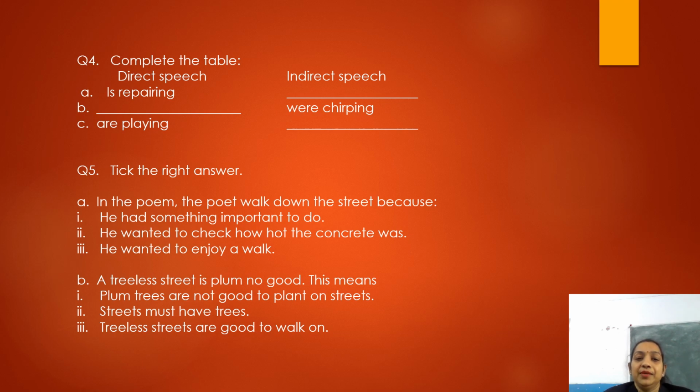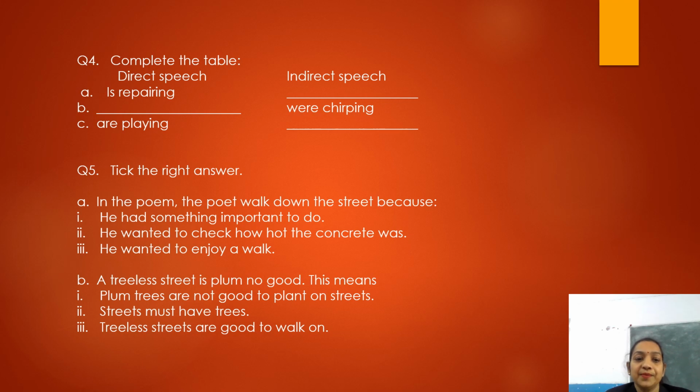In the poem, the poet walked down the street because, now 3 options are given. First option is, he had something important to do. Second option, he wanted to check how hot the concrete was. And third option is, he wanted to enjoy a walk. So children, whichever option is correct among these 3 options, that you have to tick. Okay? Yes. So now next part is also there.